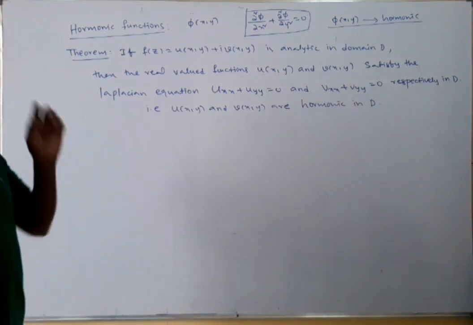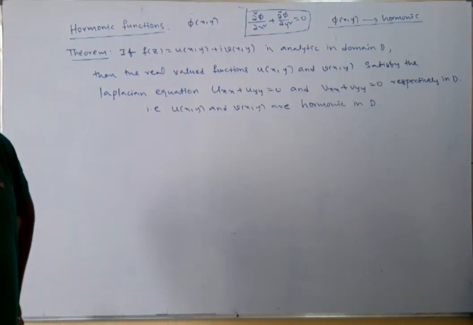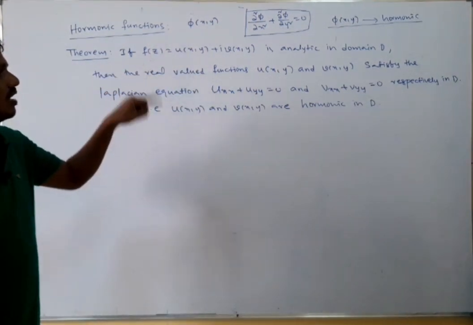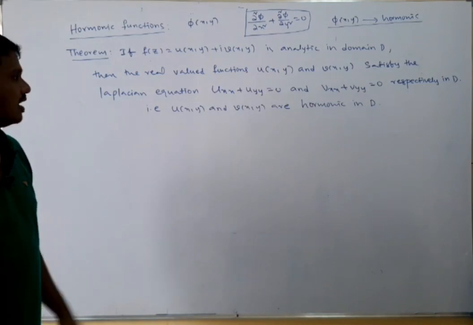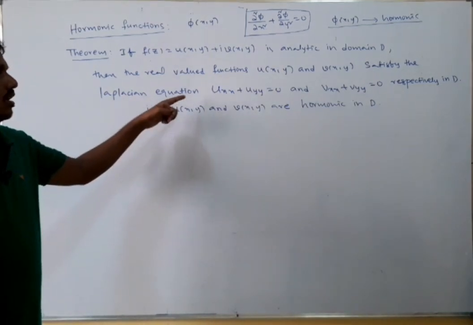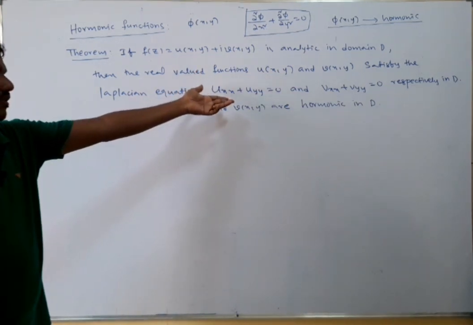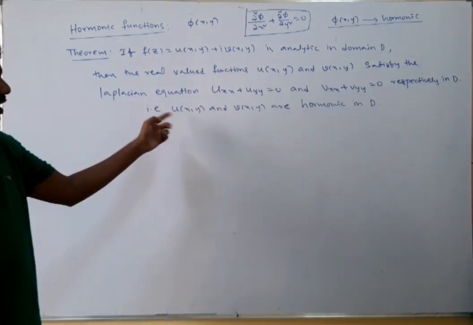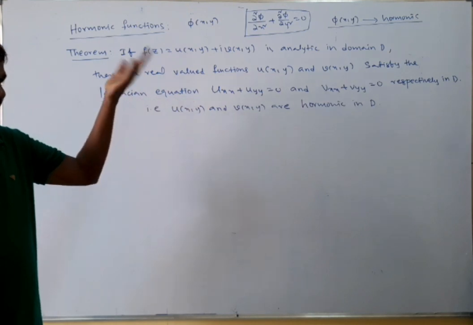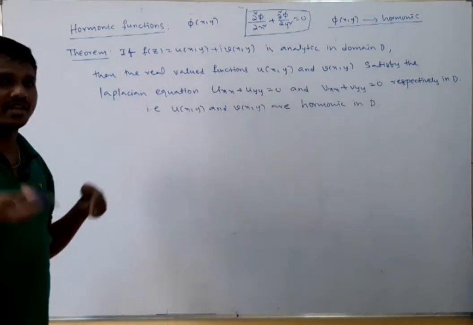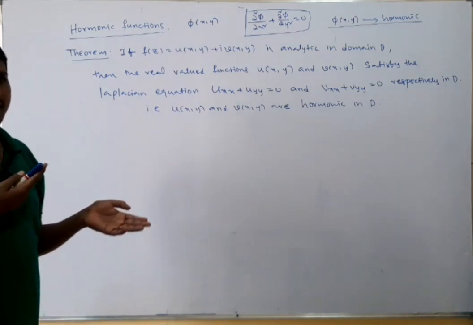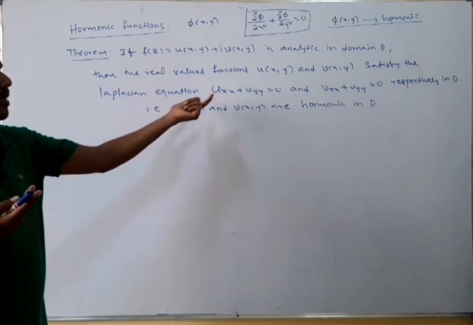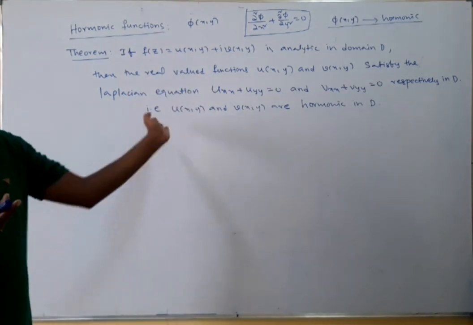See, if f(z) is equal to u(x,y) plus i v(x,y) is analytic in the domain D, clear, it is analytic in a certain domain D, then the real valued functions u(x,y) and v(x,y) satisfy the Laplacian equation. That means ∂²u/∂x² plus ∂²u/∂y² equals 0, and ∂²v/∂x² plus ∂²v/∂y² is equal to 0. When they are satisfying the Laplacian equation, automatically the second order partial derivatives exist. Then only we are summing the second order derivatives. That means if the function is analytic, then the real and imaginary parts are harmonic functions in the domain D.